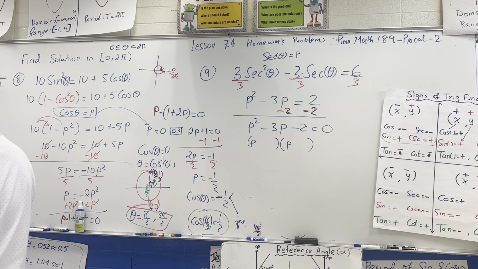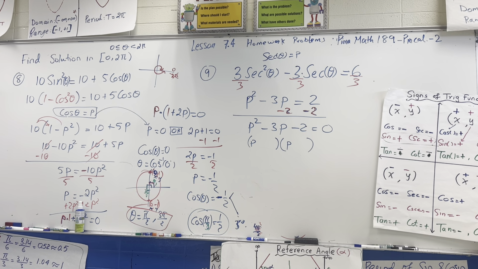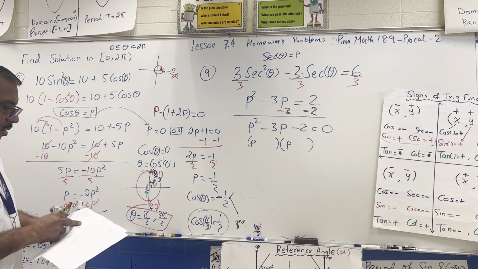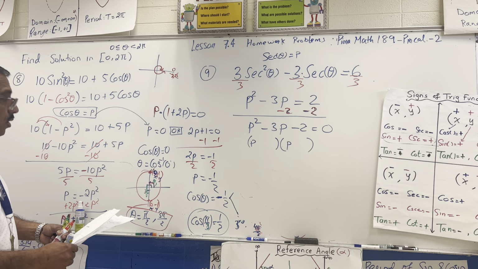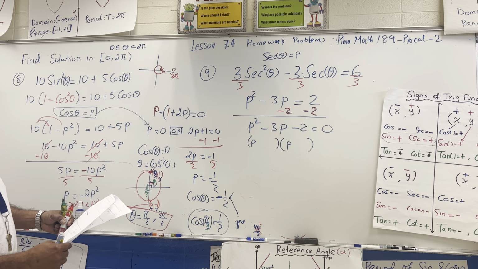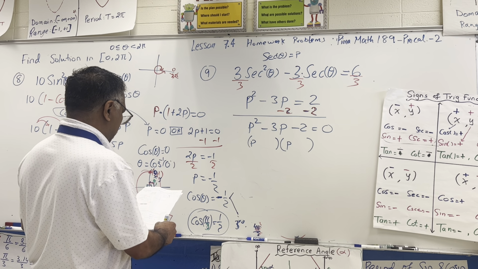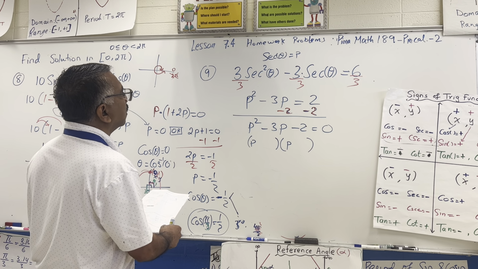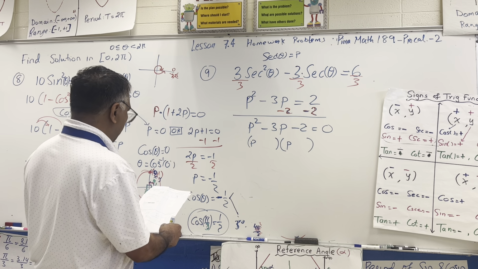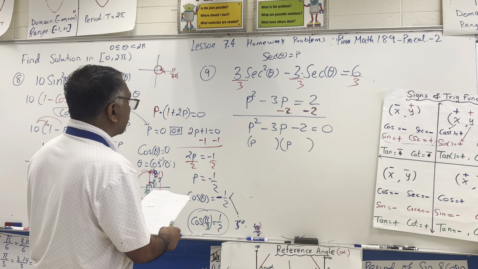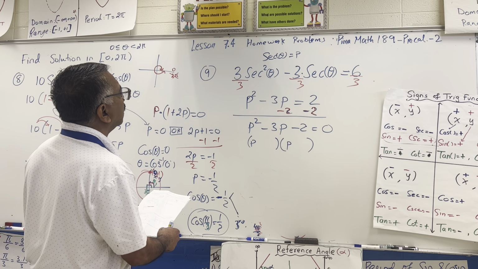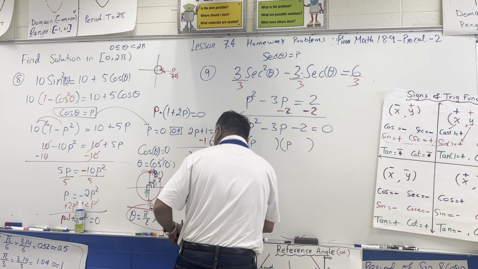Did I copy the question correctly? Let me check. Something is going wrong, I don't know what I did. 9, let me check. 9, 3 secant square theta, 6, okay, 6 secant square theta. Where did I make a mistake? Oh, there. I messed up here.